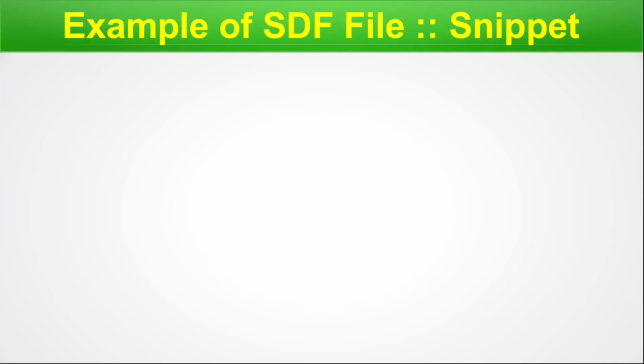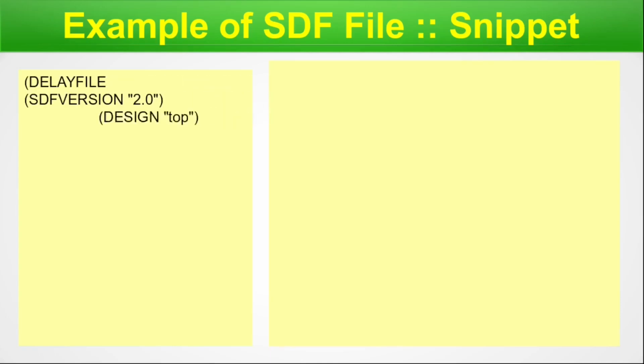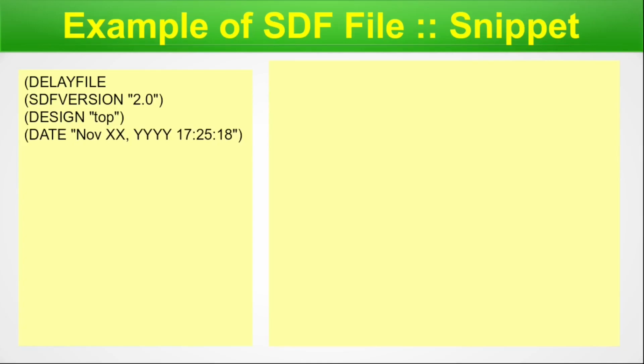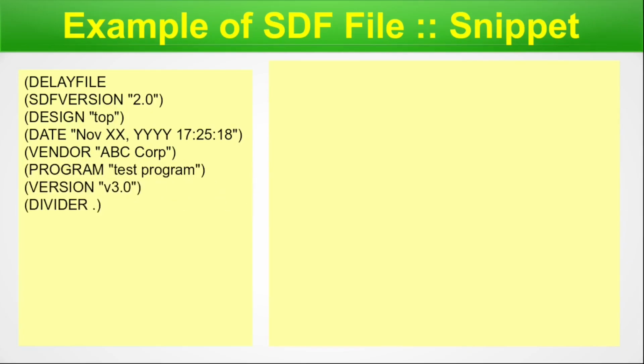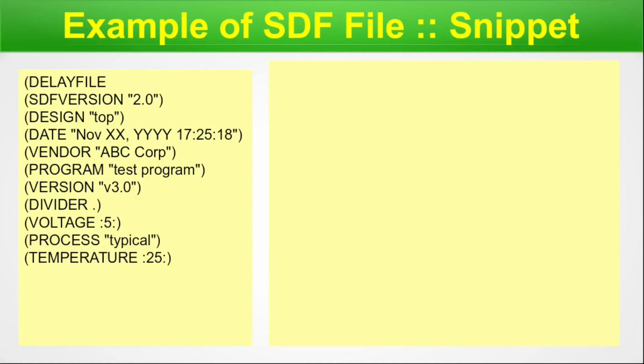Since we cannot squeeze a whole SDF into a single slide, we have trimmed it down in this slide. Hence we call it a snippet. Here is our left box and here is our right box. In these two, we will try to stuff one single SDF in a very miniature version. So here goes our header section: delay file, then SDF version, then design top, then date, then time, vendor, program, which program we are using to generate it. Here we have version, and here we have divider, and here goes our voltage, process, temperature. So the last three entries are PVT entries: process, temperature, and voltage.